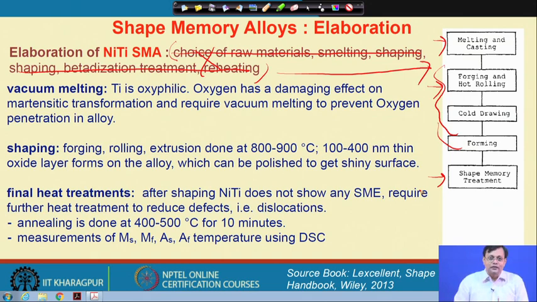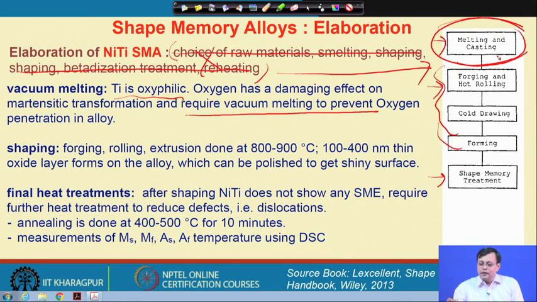Why do we need a vacuum? Because titanium is very prone to oxidation, it is oxyphilic, and the presence of oxygen has a damaging effect on the martensitic transformation. Therefore, we need vacuum melting. This melting has to be done in a very high vacuum, in an inert atmosphere where oxygen should not be present, in order to avoid oxygen penetration.